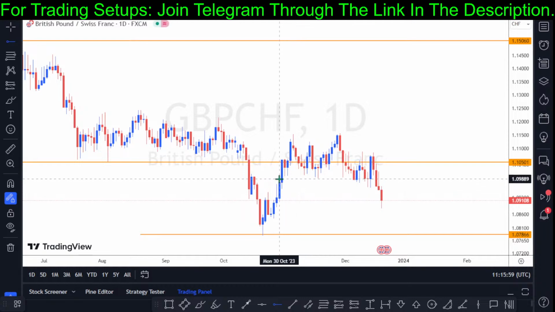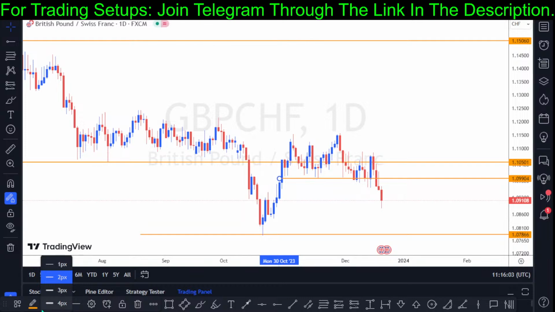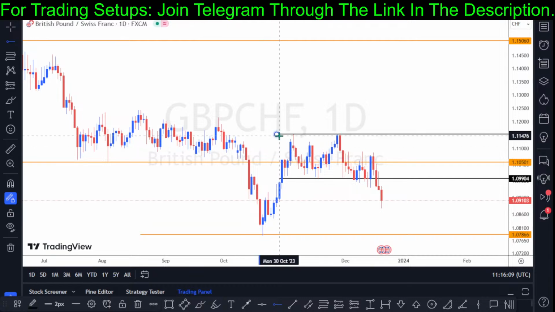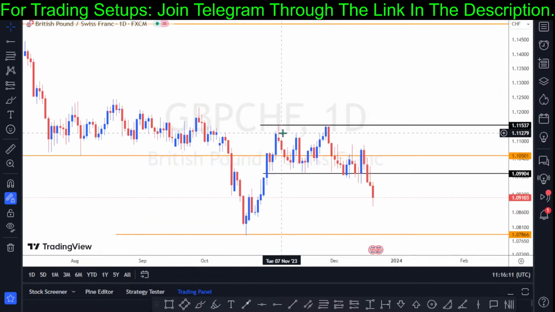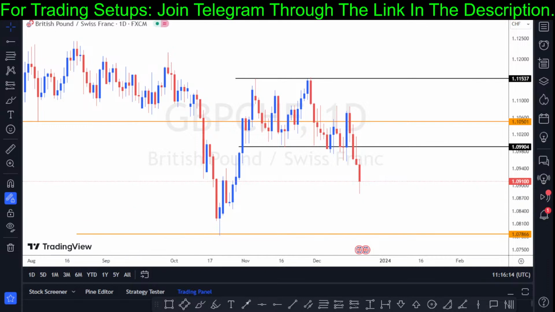We got a support structure right here. Let's take this to be black color, and then we have another peak structure formation right here. So we got a double top swing right here. We got a first top right here, T1. We got a second top right here, T2, and we got a double bottom which actually fell right here, and price broke down.